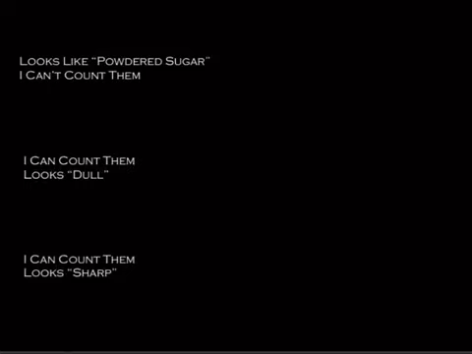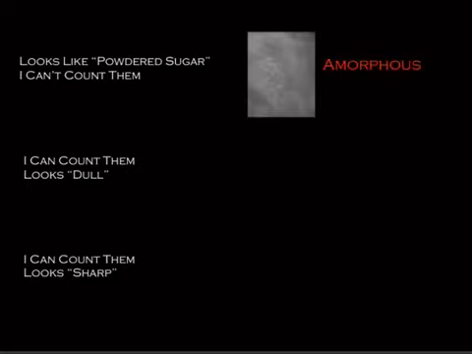So here's the general tips that I'll use for remembering or using your vocabulary words for describing things. If it looks like powdered sugar, or you can't actually count each individual calcification, like if I said, tell me how many of those there are, you can't just say a bunch. If you can't number them out, then you want to say that they're amorphous. Something sort of like this.